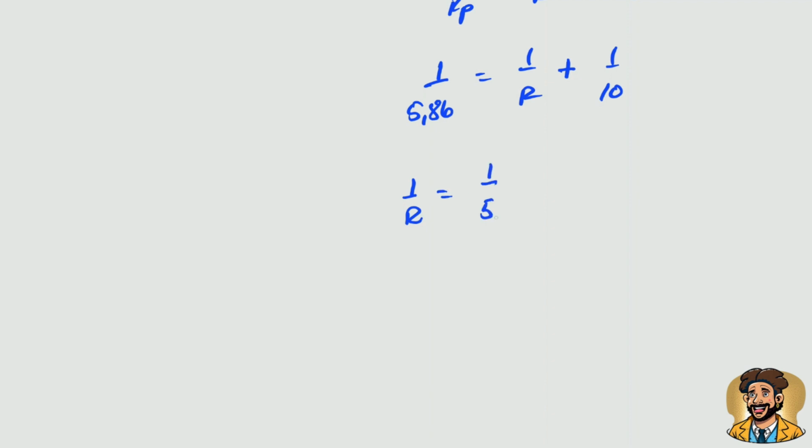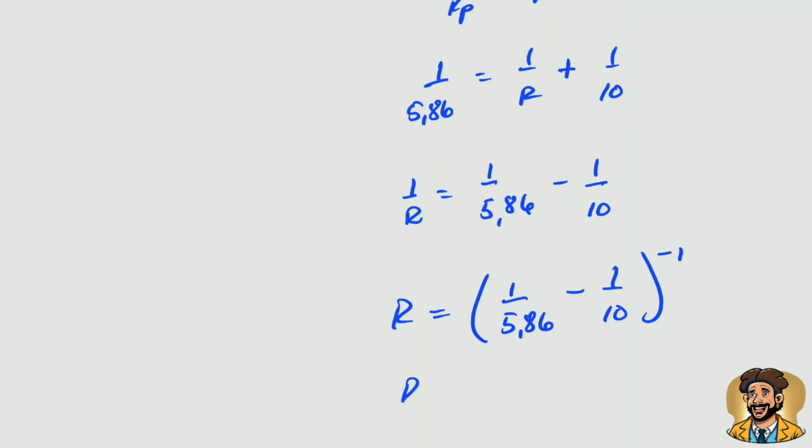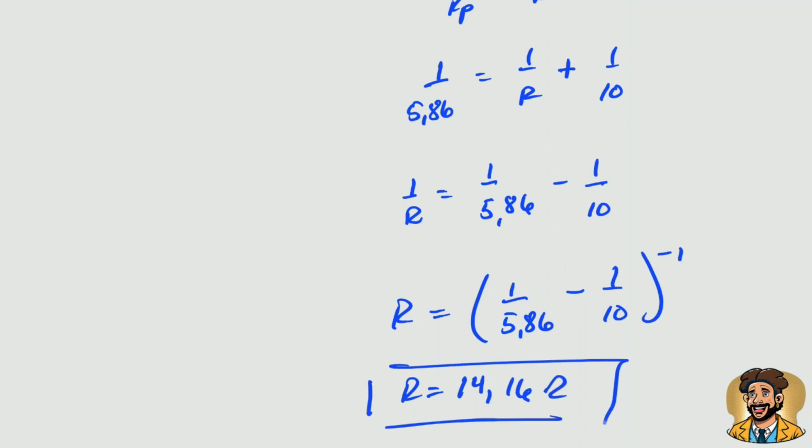When you rearrange this, you will get that 1 divided by R is equal to 1 divided by 5.86 minus 1 divided by 10. Guys, R is the denominator, so it's going to be equal to 1 divided by 5.86 minus 1 divided by 10, all to the minus 1. The resistance is equal to 14.16 ohm, which is the same answer.